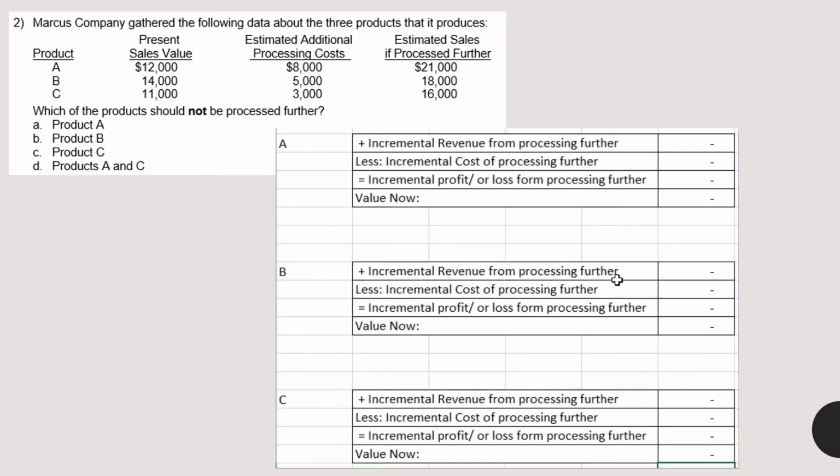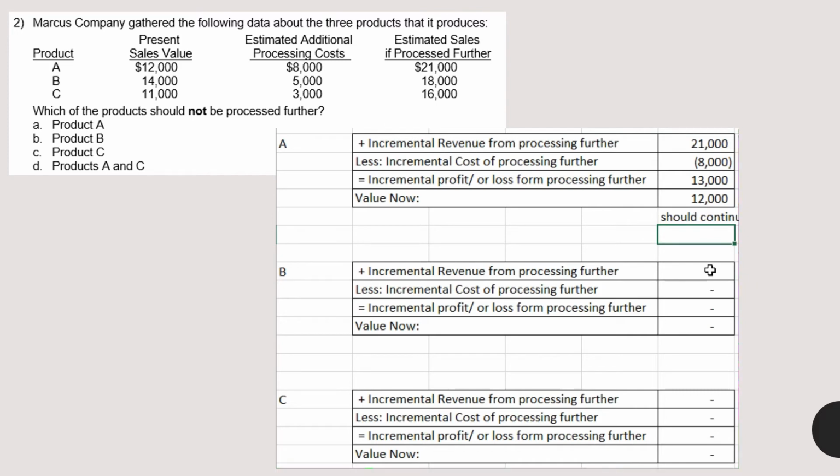Alright, we are given this company, Marcus, that gathers the following data about 3 different products it produces, A, B, and C, and we're asked to determine which products should not be processed further. So in all 3 situations, we want to look at incremental revenue over incremental costs. Product A had incremental revenue of $21,000, less the cost of $8,000, for an incremental profit from processing further of $13,000. Their value today is $12,000. So in this case, if they can make more than the current value, they should continue processing.